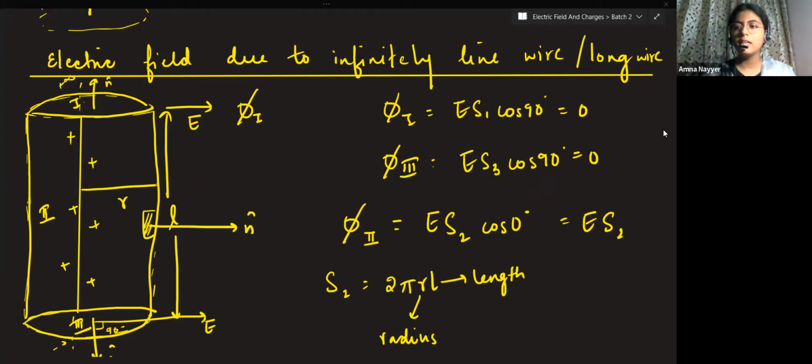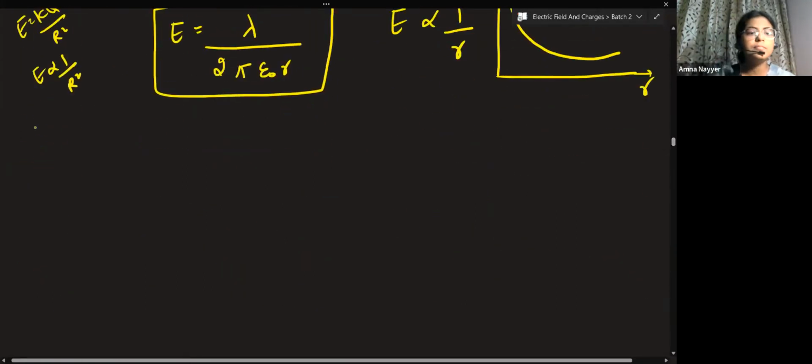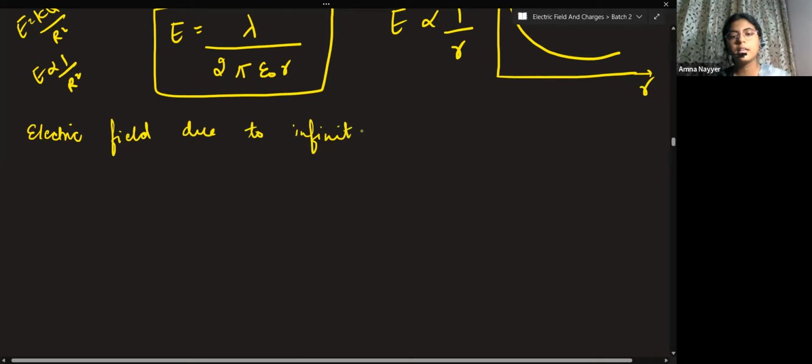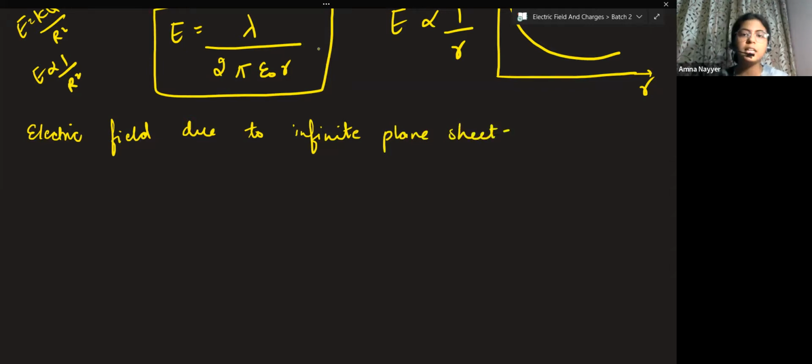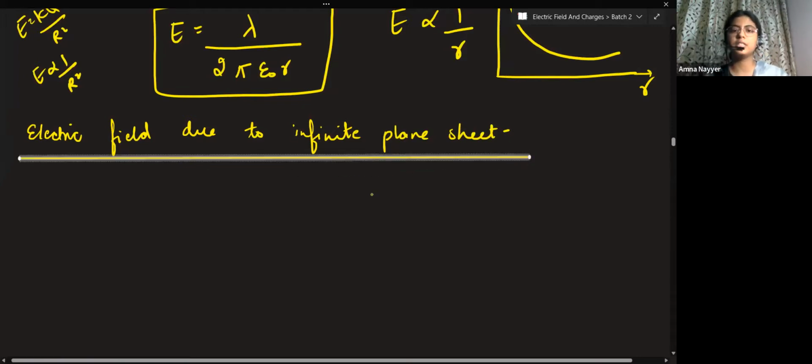All right. Now I am considering the electric field due to an infinite plane sheet. So the infinitely long wire we have seen. Now we have to see the infinite plane sheet. So infinite plane sheet means what?